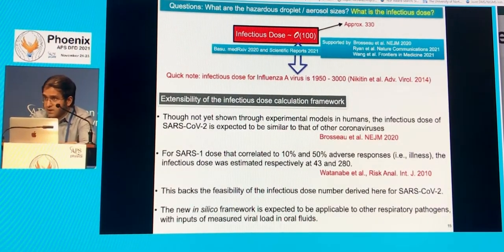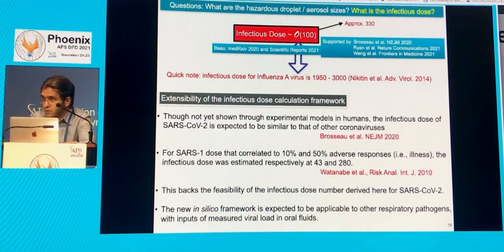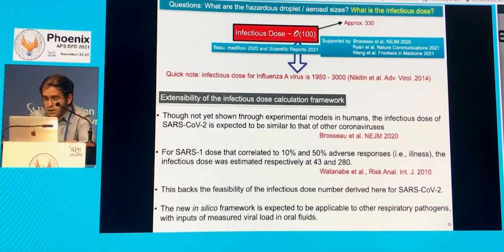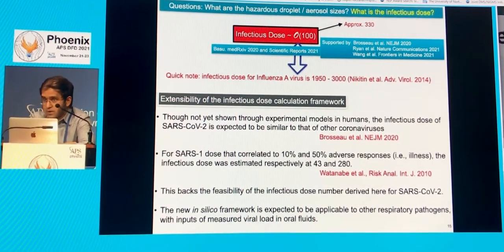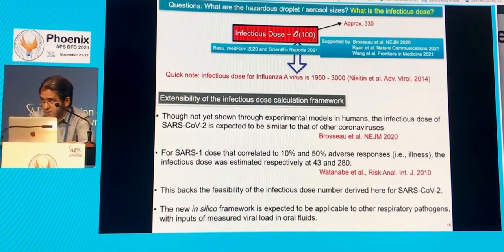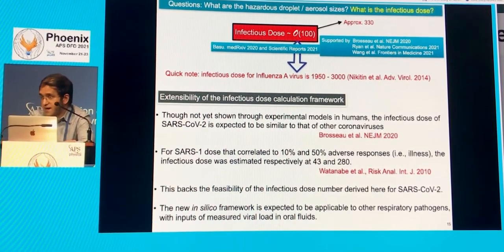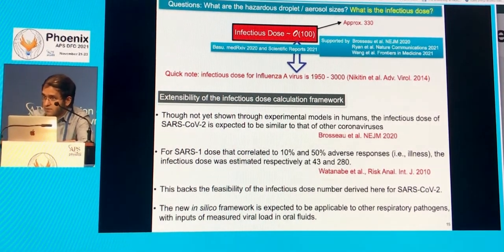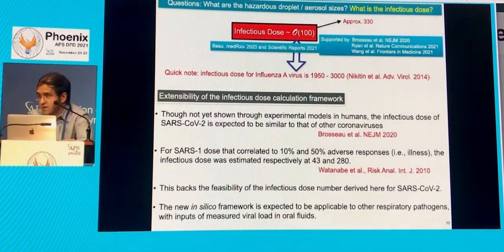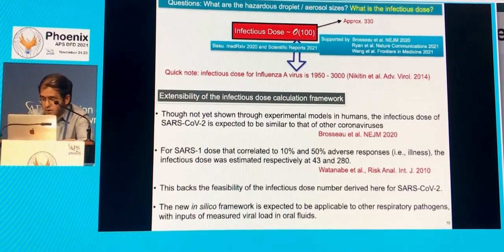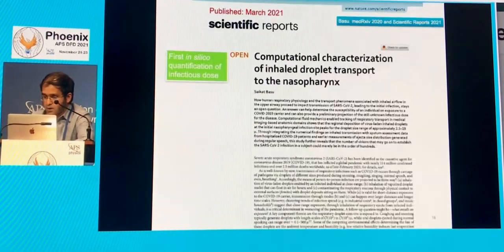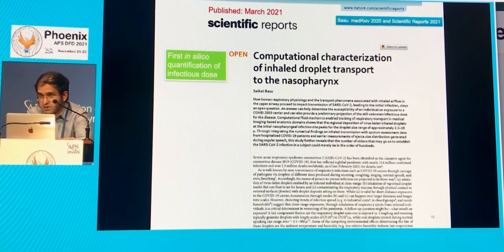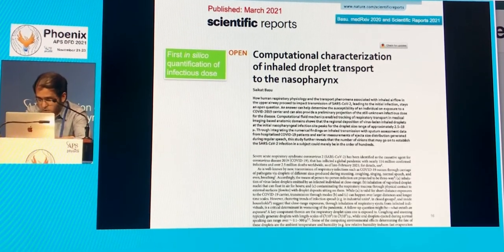Also, as I said in the beginning, this in silico framework should be applicable to other respiratory pathogens. Since early 2000s, we know that for SARS-1, the infectious dose is somewhere in between 43 and 280 for 10% and 50% adverse symptoms. And it has been conjectured that for SARS-2 as well, the infectious dose should be of the same order, which agrees with our estimate. So this paper has now been published. Feel free to check it out for the details that I could not cover in this talk.